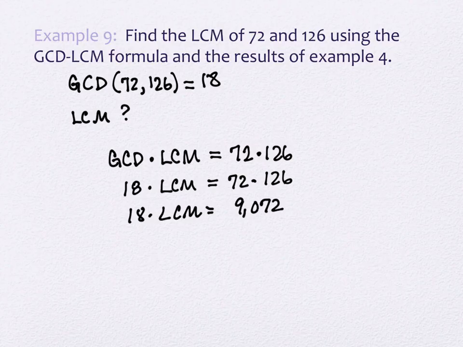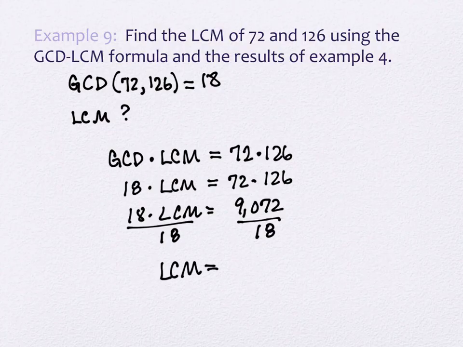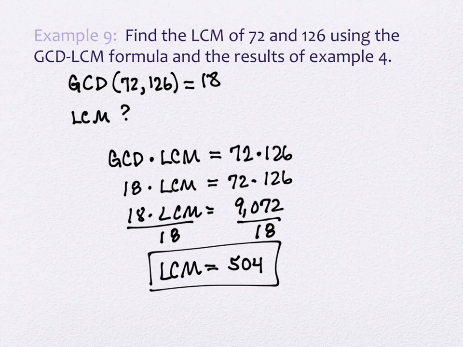And then what would I do to find the LCM for my last step? Yeah, I divide by 18. Now, it better give me a whole number or I've made a mistake. Okay, so keep that in mind. What'd you get? 504? Like that? Cool. 504 is my least common multiple.